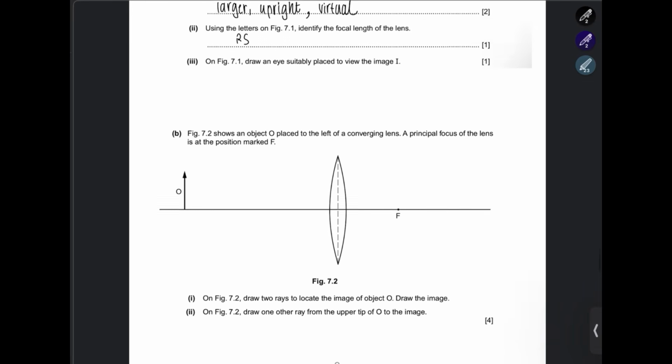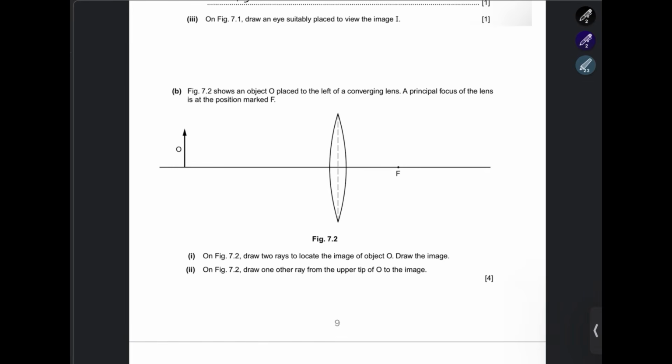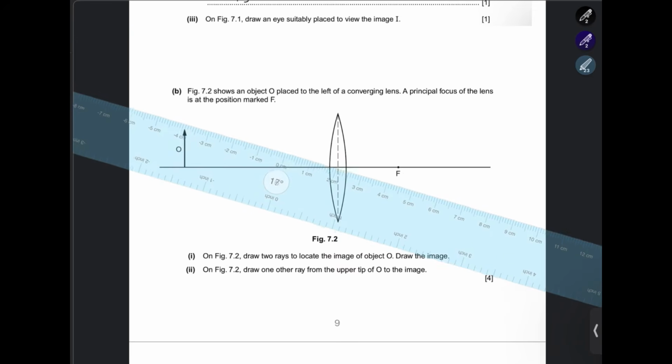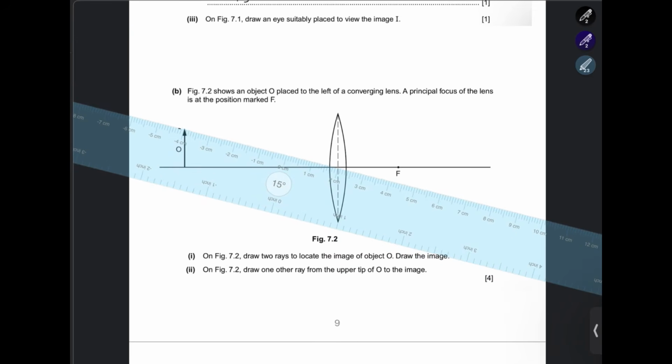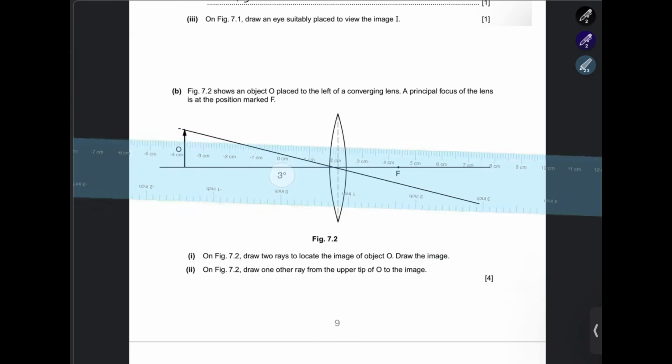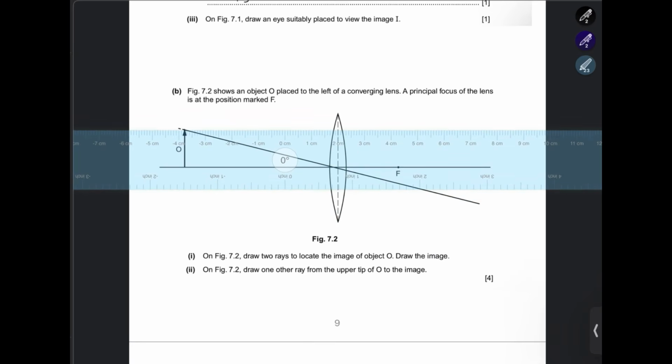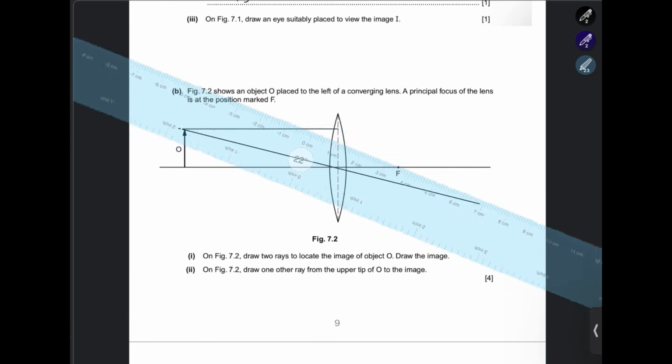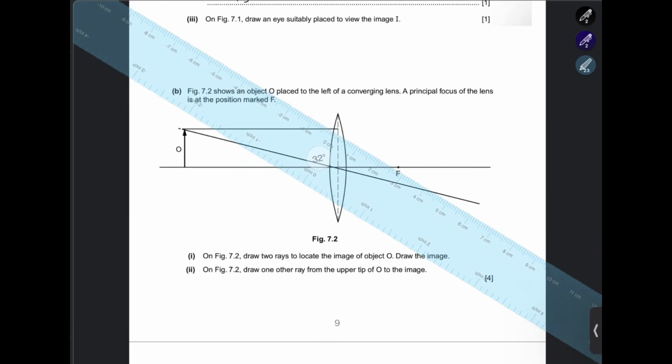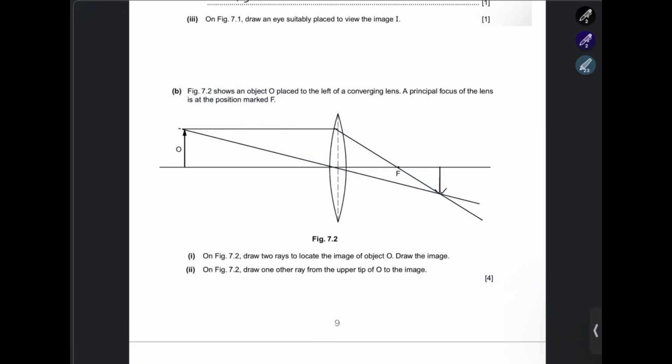Okay. Next, figure 7.2 shows an object O placed to the left of the converging lens. A principal focus is marked at this position. On figure 7.2, draw two rays to locate the image of the object O. You can use a ruler. Make sure that you're using a ruler and draw a line straight through it. You will take your ruler and draw a line that is parallel to the principal axis. And then this should go straight through the focal point. Inverted, as you can see.